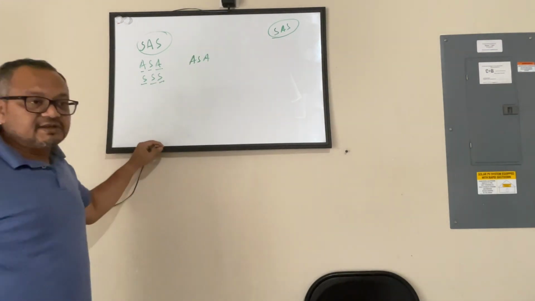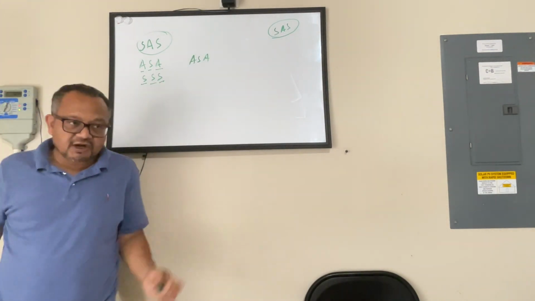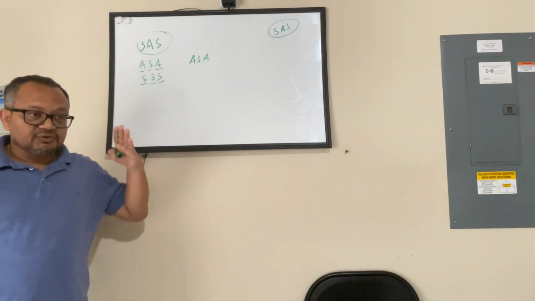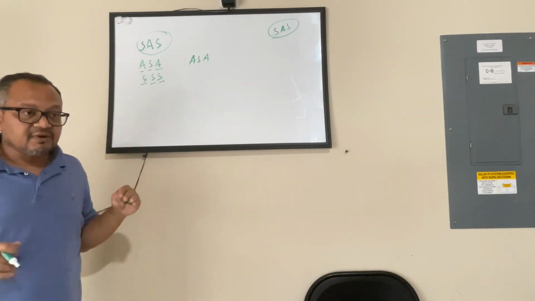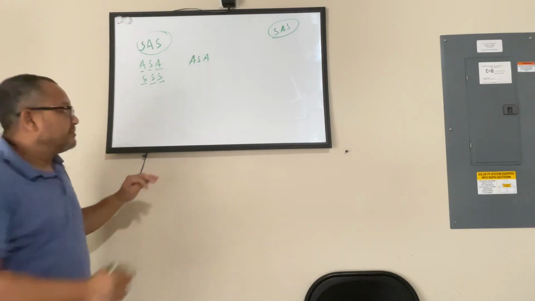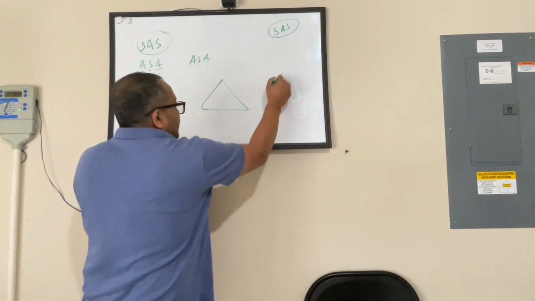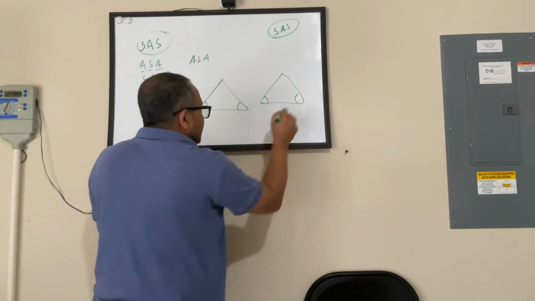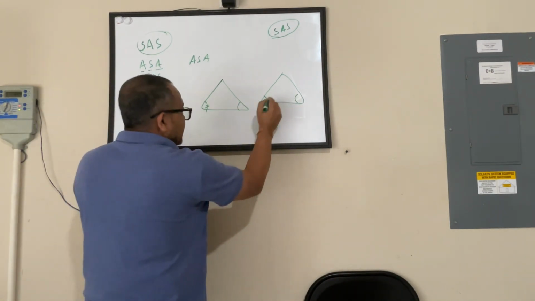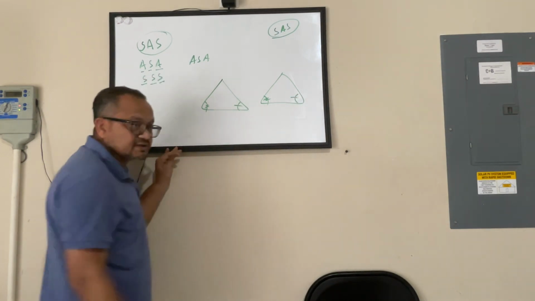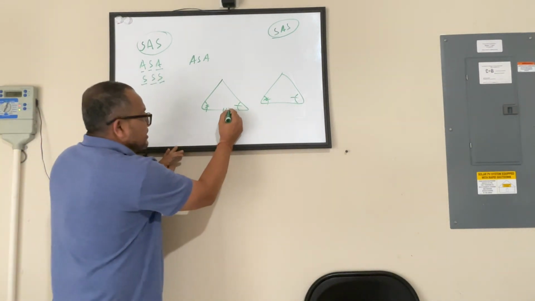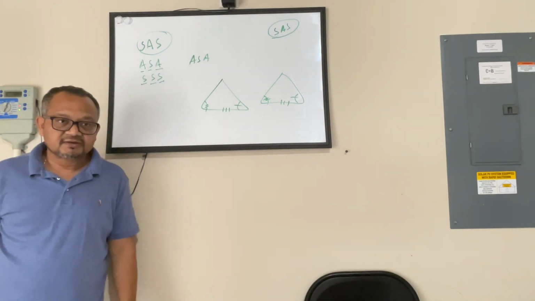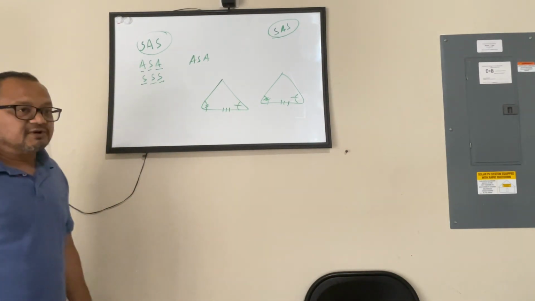What this theorem says is that two triangles will be congruent if two angles and the side between them are matching. Meaning, this angle and this angle are the same, this angle and this angle are the same, and the side between the angles, if they are matching, they will be congruent.